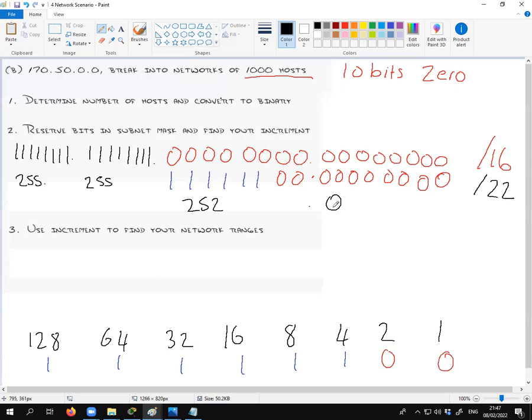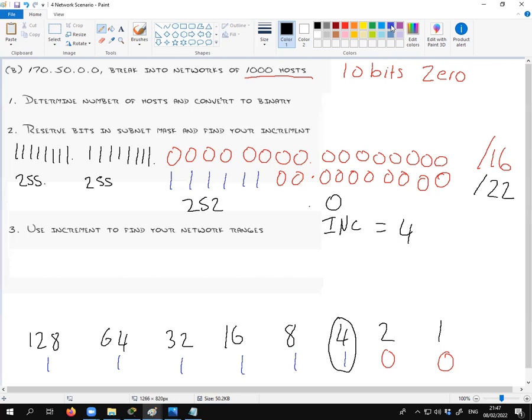Now, what is our increment value? 4. The increment value is 4. Okay. Does everyone get that? Our increment is the last subnet bit converted into decimal. Our increment doesn't change. Kind of. Right? So now, write our first network down.